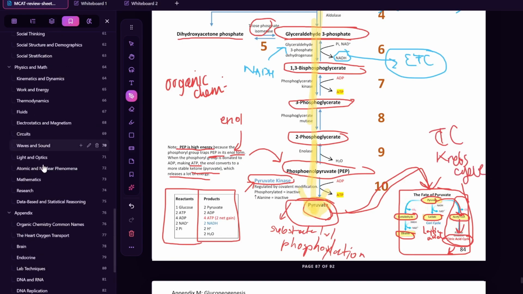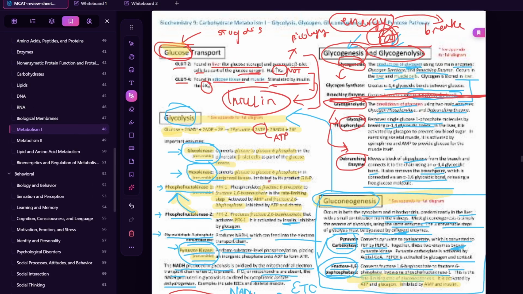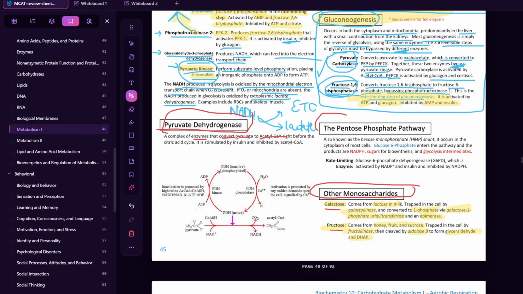If we go back to metabolism 1, it's able to convert pyruvate to acetyl-CoA right before the citric acid cycle. It is stimulated by insulin and inhibited by acetyl-CoA. So this is the cycle that has to be understood and memorized.